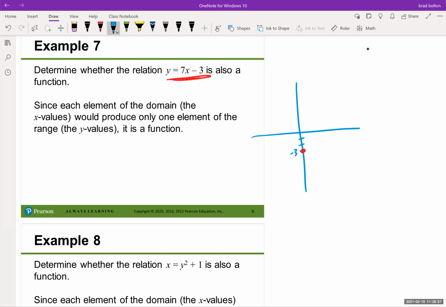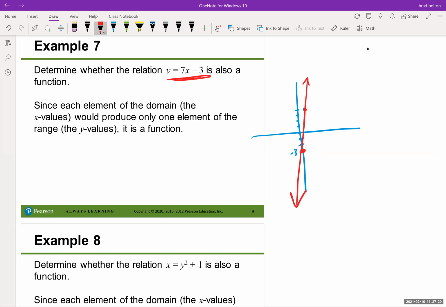And now we're going to rise 7, 1, 2, 3, 4, 5, 6, 7, okay? And then we're going to run 1. So rise over run. And I'm going to connect the dots. Geez, that was really bad. So we have something like that.